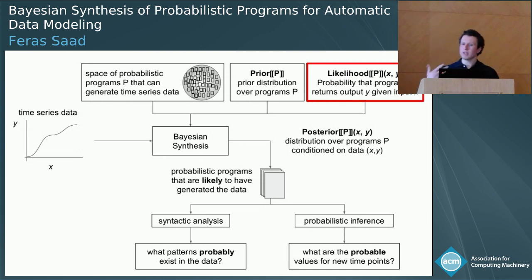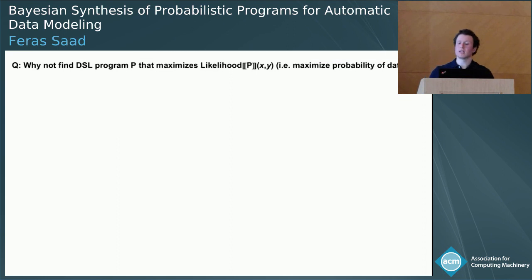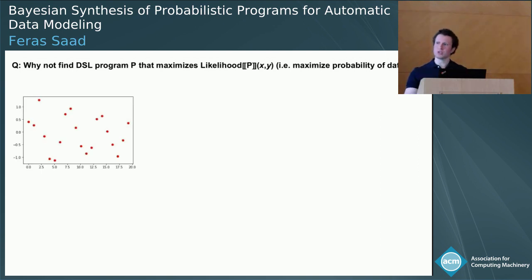Okay, so one question you might ask is, you might look at this sort of roadmap and say, you have this thing called the likelihood. Why don't you just find the single program that maximizes the likelihood of the data, or the probability of the data? It's a perfectly reasonable question, and hopefully I can give you a visual intuition for why that's not ideal in our case.